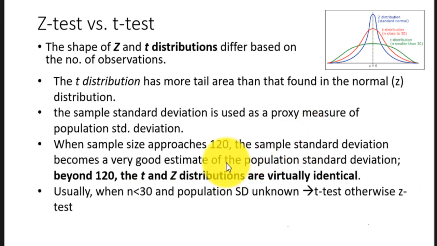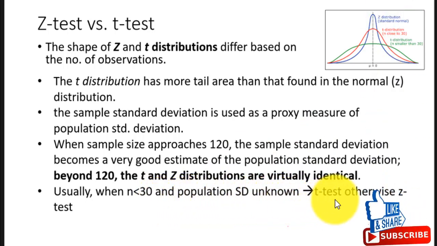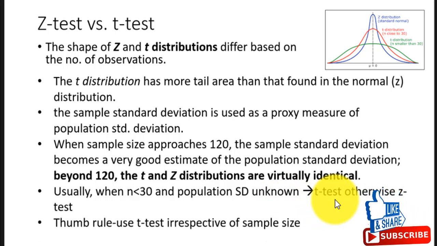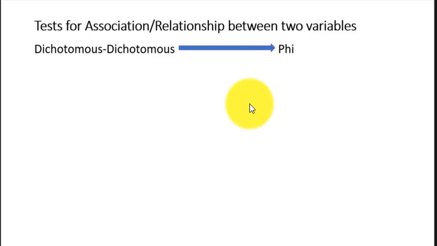Usually, if the number of observation is less than 30 and the population standard deviation is not known, you should use t-test, otherwise z-test is an appropriate parametric test. Thumb rule says use t-test irrespective of the sample size, because as the sample size increases beyond 30, t-test automatically converges to z distribution. In order to test the association or relationship between two variables, we have different tests.